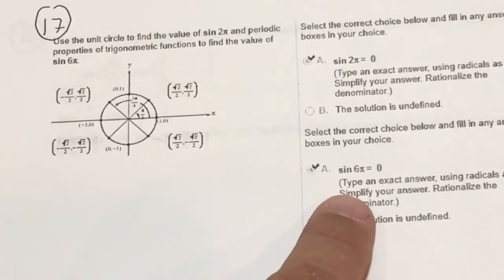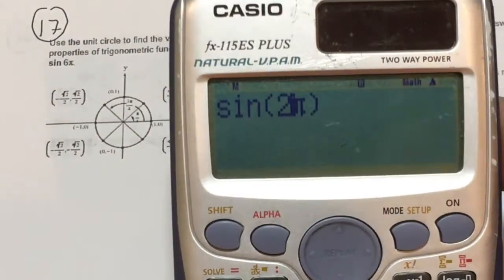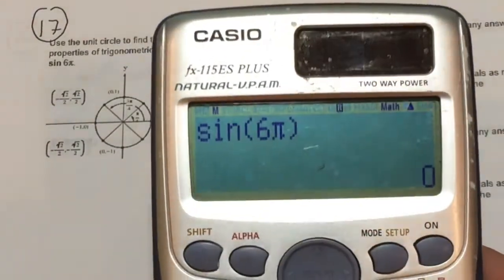Then it wants me to find sine of 6 pi. So I'm just going to back arrow and change that 2 into a 6. And that's 0 also.